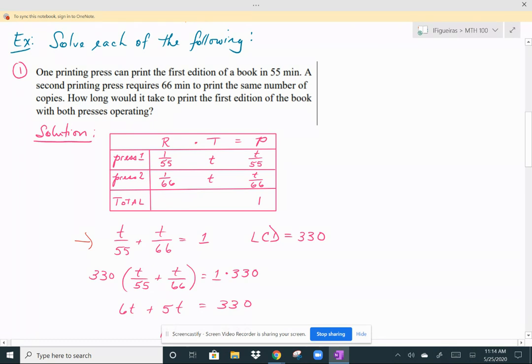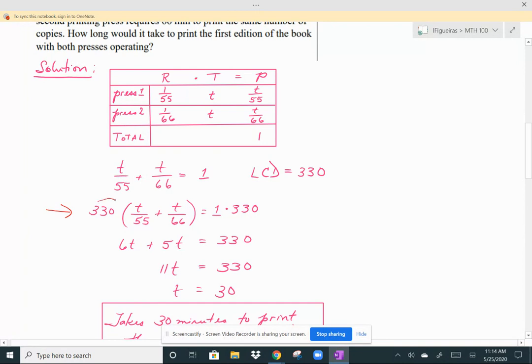This is a rational equation. So the technique is to identify the LCD and multiply both sides by the LCD. The lowest common denominator for 55 and 66 is 330, which is what I did here. Multiply both sides by 330, and that will cancel your denominators. So 330 times T over 55 leaves me with 6T, and 330 times T over 66 leaves me with 5T. 6T and 5T gives us 11T.